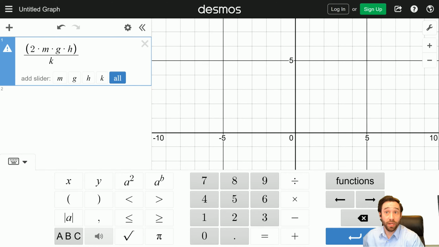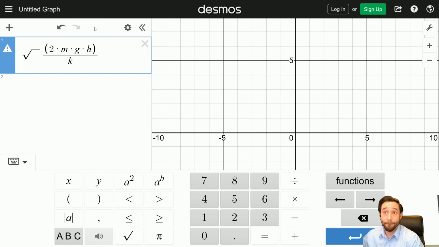Now, the tricky part that some people get tripped up on is putting the radical. So what I would recommend is clicking on the front, putting the square root, and then selecting everything right here. And all right. So you're going to copy it, or you can cut it and then paste it inside of here.